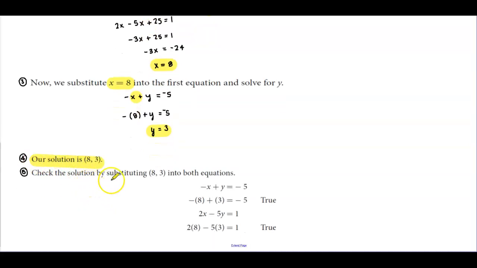Then we can check the solution by substituting the values of 8 and 3 into both equations. So if we plug 8 and 3 into the first equation, we get negative 8 plus 3, which is negative 5, which equals negative 5, and that's true. And then 2 times 8 minus 5 times 3, that is 16 minus 15, which is equal to 1, and therefore that is also true.